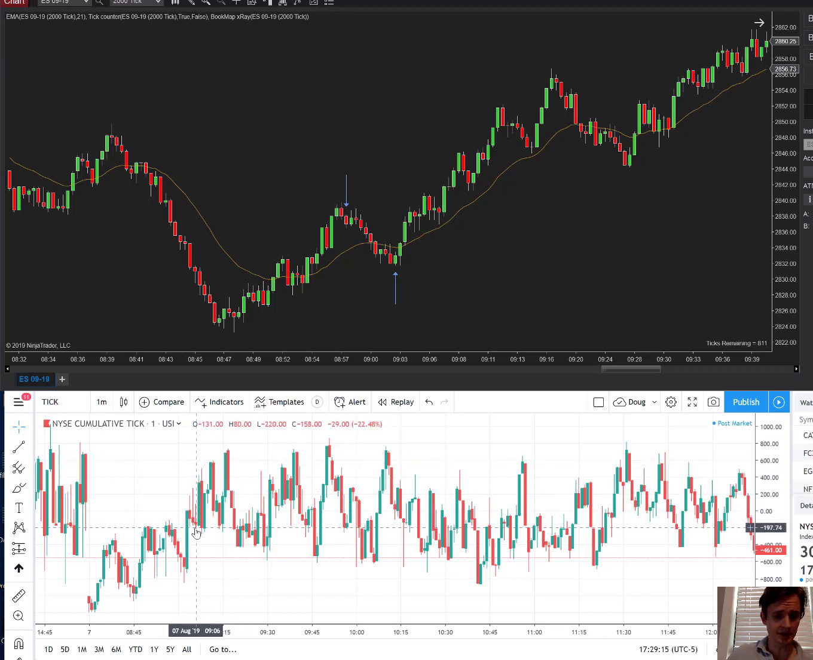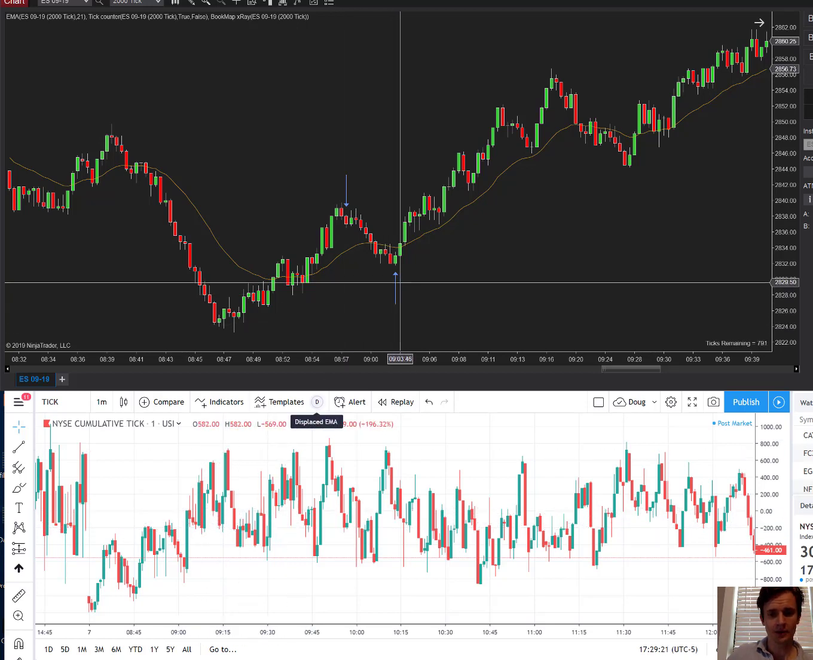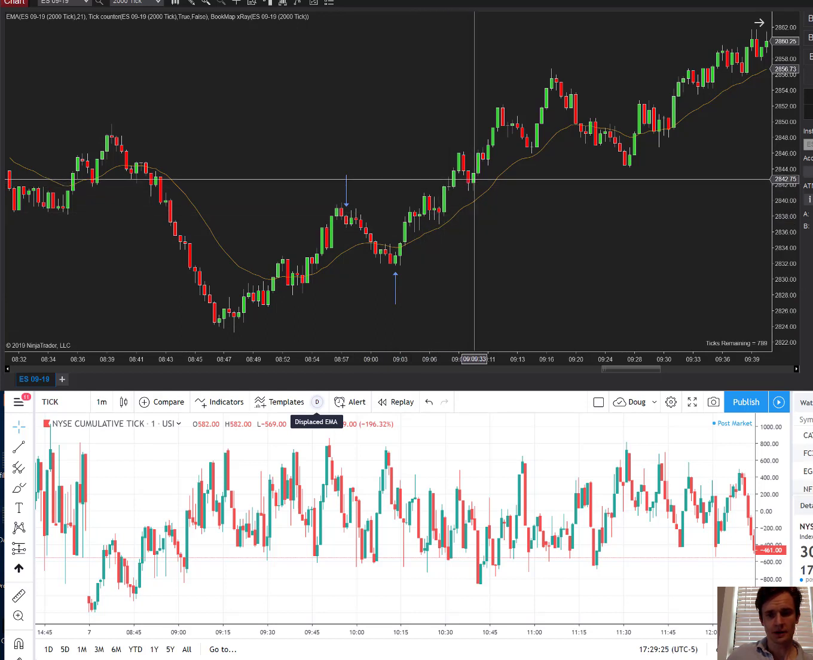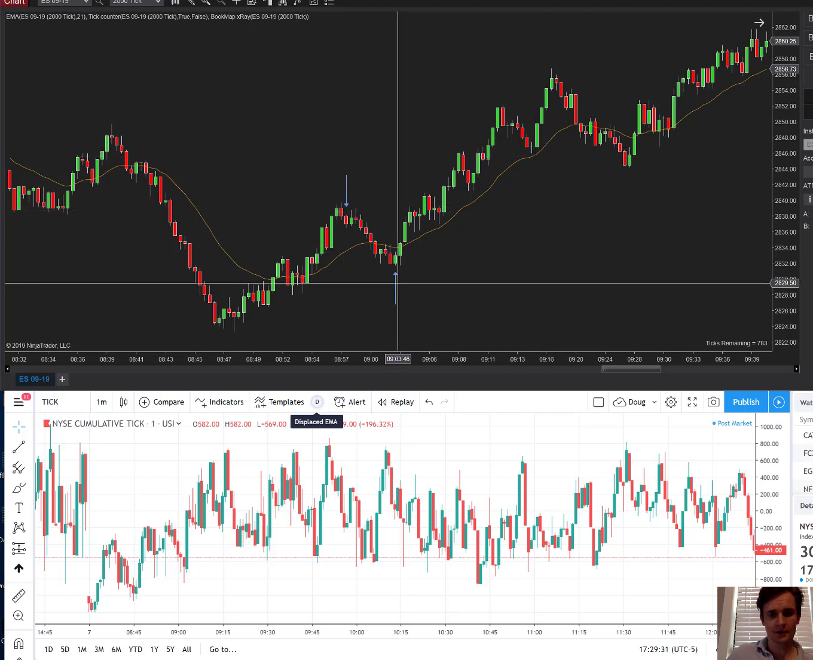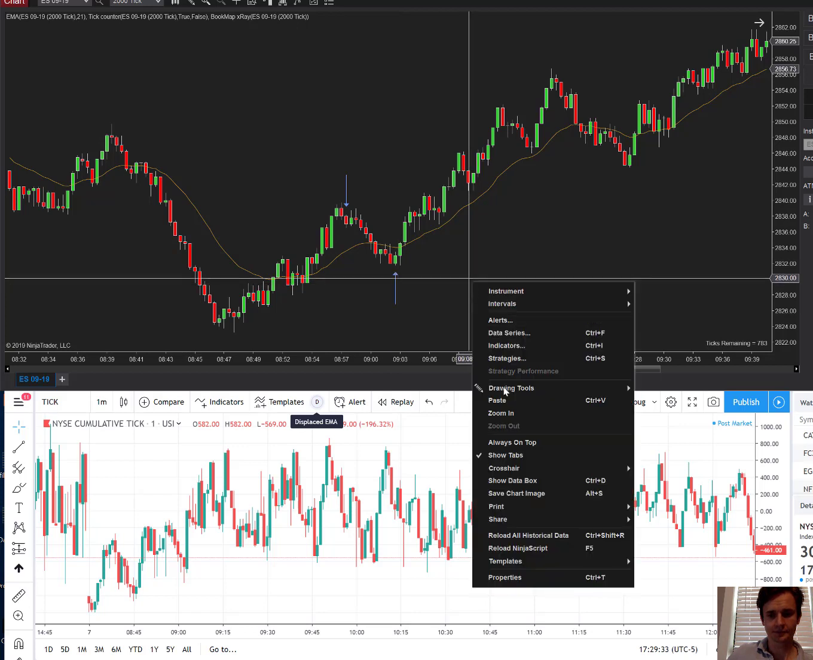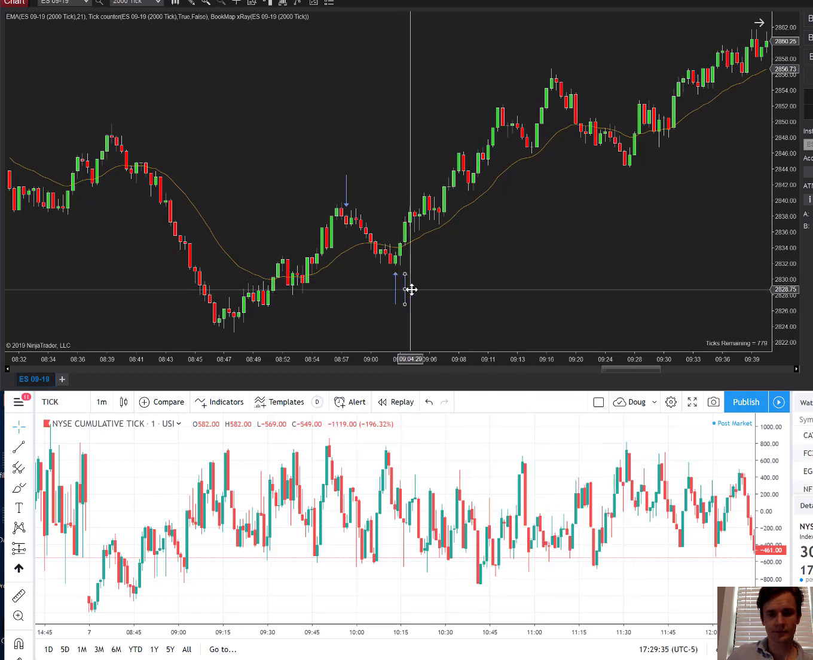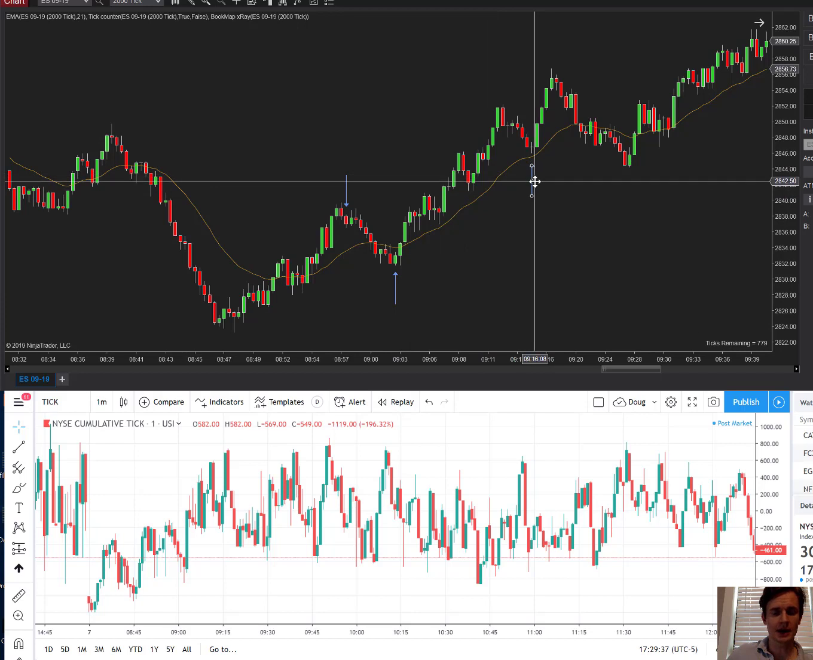So we establish this little area here. We come back to it at 9:15. Where is 9:15 on this chart? There's 9:10, 9:11, 12, 13, 14, and 15. Victory. Nice little trade right there.